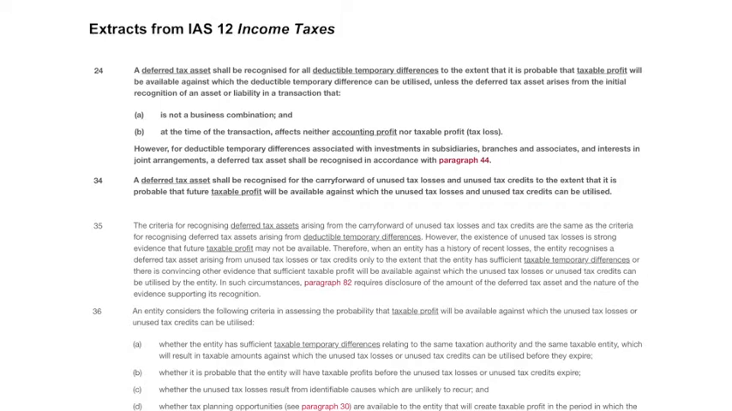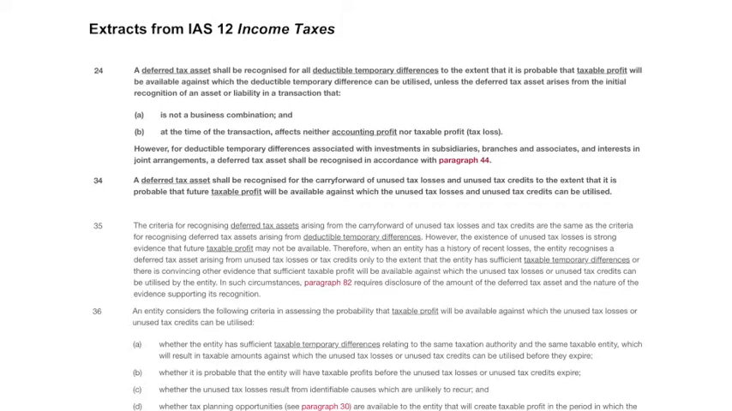Okay, also, we can recognize the asset, okay, when it is probable that the entity will have taxable profits before the unused tax losses or tax credits expire, when the unused tax losses result from identifiable causes which are unlikely to reoccur. So let's say, for example, the reason why we have an assessed loss is because there's this used write-off, right? That was kind of a once-off thing and we don't expect it to reoccur. Then we would still go and recognize it.